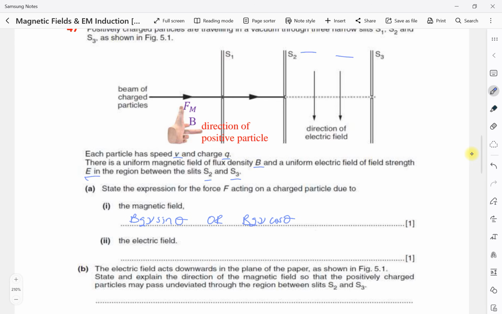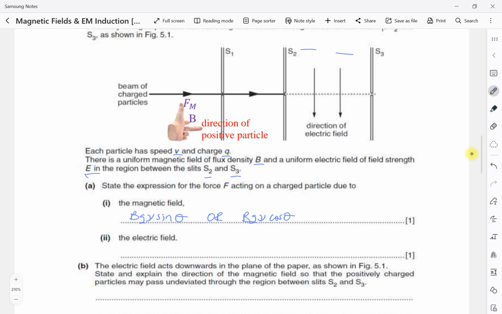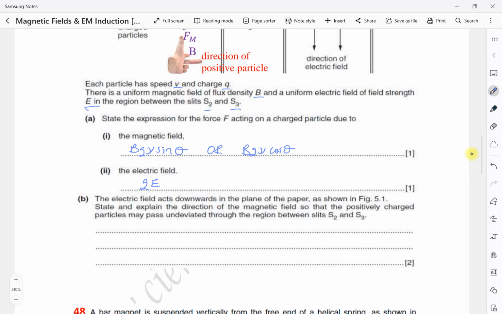Then the electric field, of course, the force due to the electric field depends on the charge and the electric field strength. So the force is equal to Q times E. The electric field acts downwards in the plane of the paper as shown in the figure.